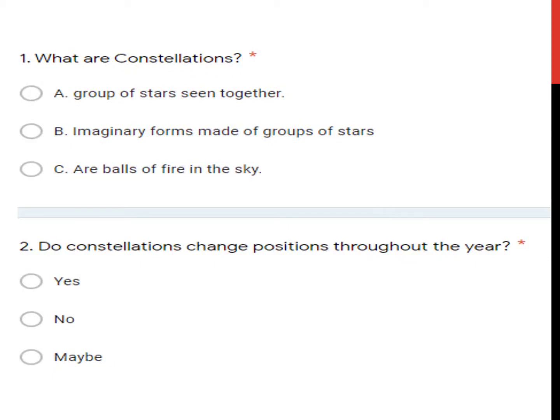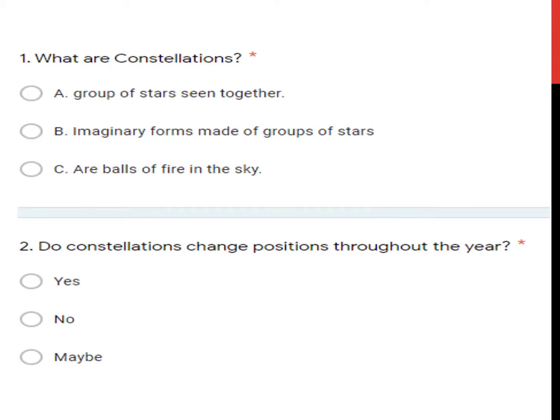You may now start to answer the 5-item quiz in multiple choice. Number 1. What are constellations? A. Group of stars seen together. B. Imaginary forms made of group of stars. C. Balls of fire in the sky. The correct answer is B. Imaginary forms made of group of stars. You are correct.